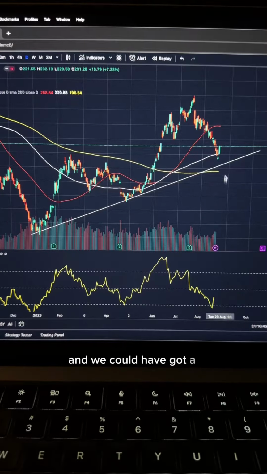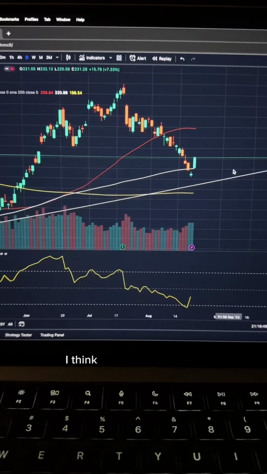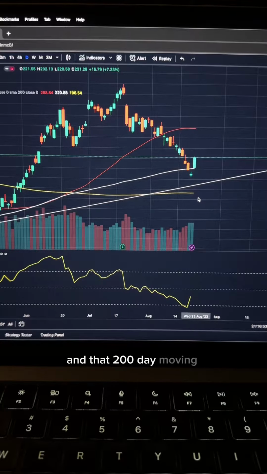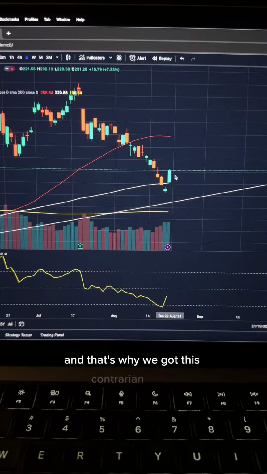Now, we could have got a little front running here because after we broke that 100-day moving average, I think a lot of traders and investors were watching that trend line and that 200-day moving average for possible support. So maybe everybody was just too much on one side of the boat, and that's why we got this contrarian move without touching the trend line or the 200-day moving average.